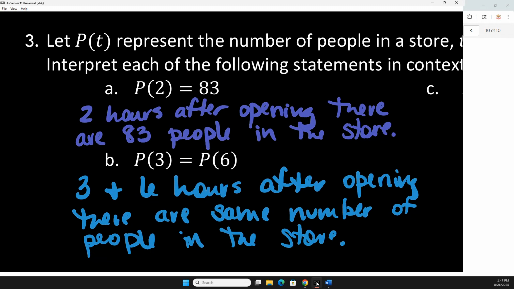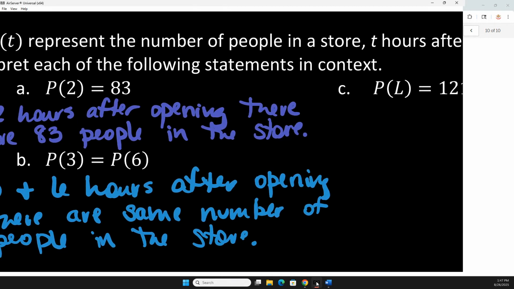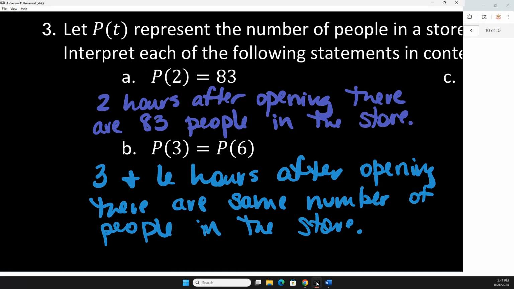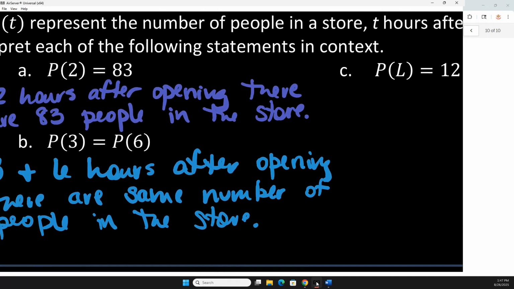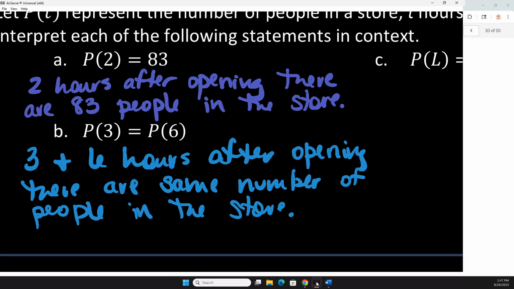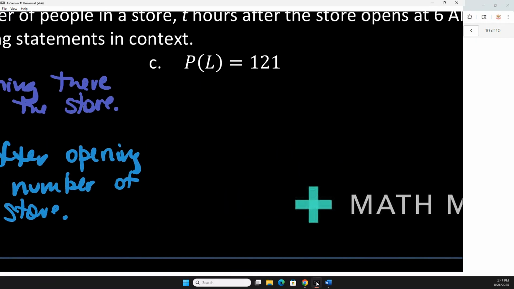Alright, and then C is a lot like A, except we don't actually have a number, we have a variable, but that's fine. So where this said 2 hours after opening, this one is just going to say L hours after opening.